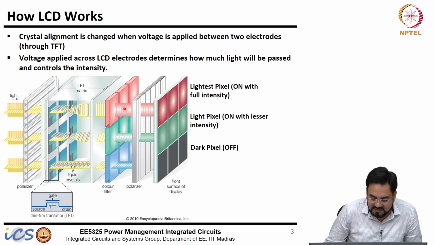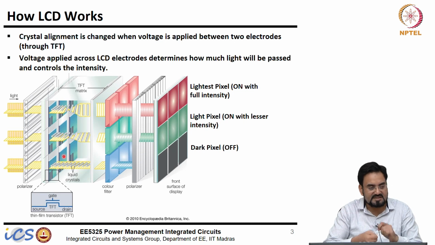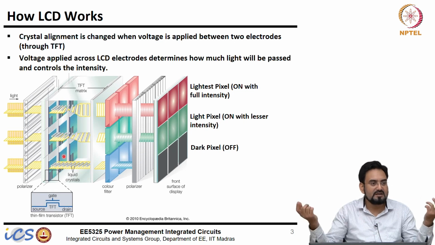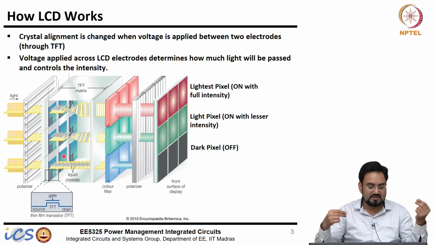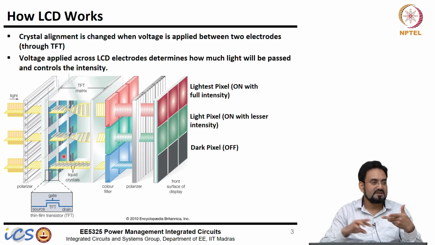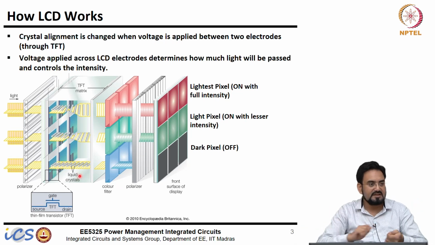So what you have, this is your liquid crystal. You can see these small cylinders here, and their alignment or orientation is changed when you apply or remove the voltage, or you apply a different voltage actually. So depending upon how much voltage you apply between the two, its alignment will change. So they will twist actually.